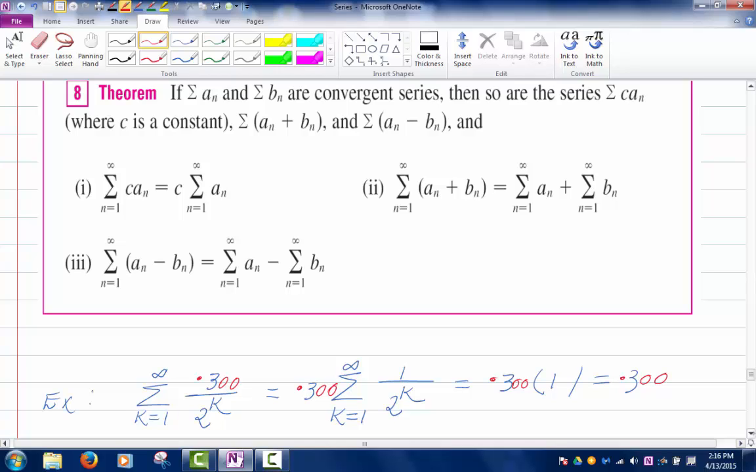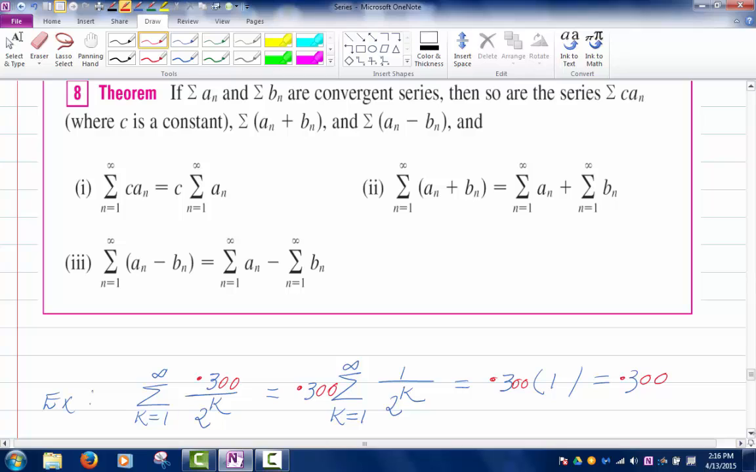And not only that, the sum of the series c times an is the same as c times the sum of an. The sum of an plus bn is the same as the sum of an plus the sum of bn, and the third one. These should be very clear statements. This is only true for what? Convergent series. This is not going to be true for what? Divergent series, right? These are only true for convergent series.